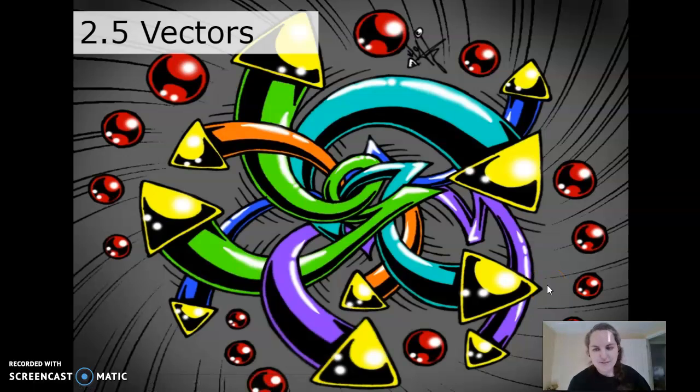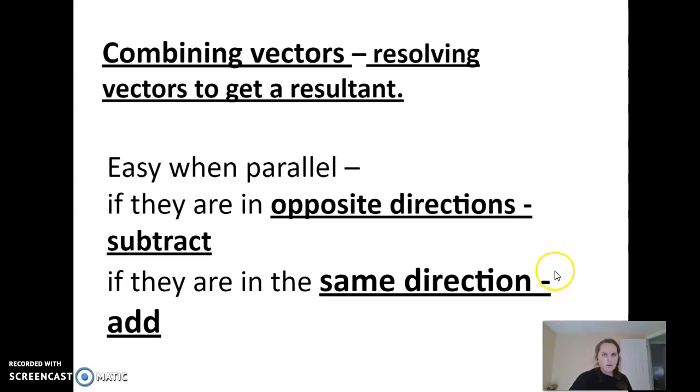Hello everybody, so today we are going to be going over 2.5 vectors. So these are vector addition notes, and let's just jump right into it. When we are combining vectors, we are trying to find the resultant of all the vectors. Accounting for their magnitude and their direction, when we combine them, we are finding their result.